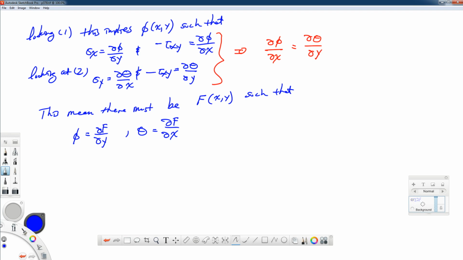Well, we're really not so interested in phi and theta. What we're really interested in is sigma x, sigma y, and tau xy. So the stress sigma x then would be the partial of phi with respect to y.